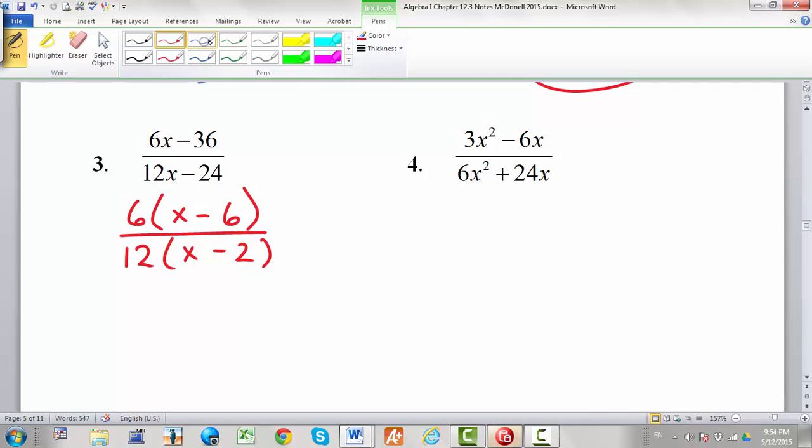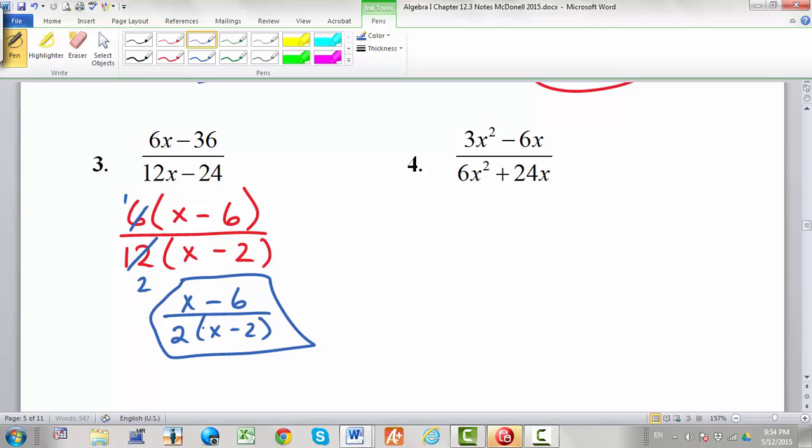Now I look to cancel. The 6 and the 12 will cancel to 1 and a 2. That's going to leave me with x minus 6 on the top and 2 parentheses x minus 2 on the bottom. Once again, this is our final answer. The 6 on the top does not cancel with this 2 out front because the 6 on the top is connected with a minus sign in the middle. So that's our answer: x minus 6 over 2 parentheses x minus 2 squared.